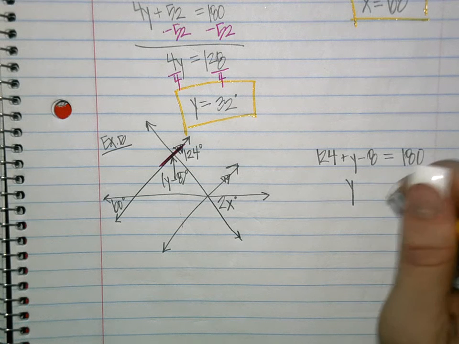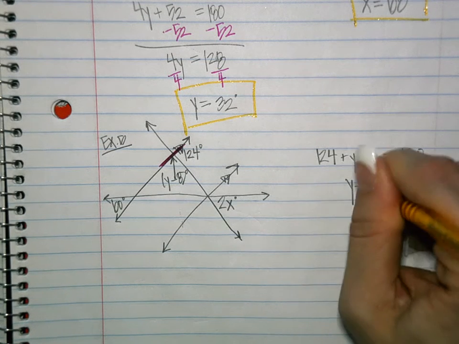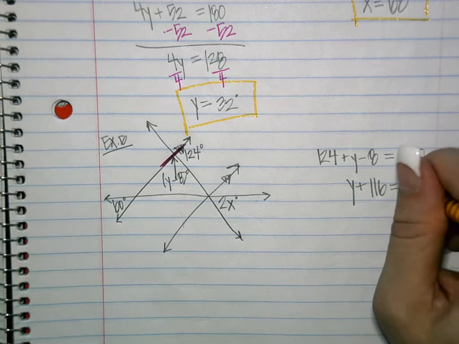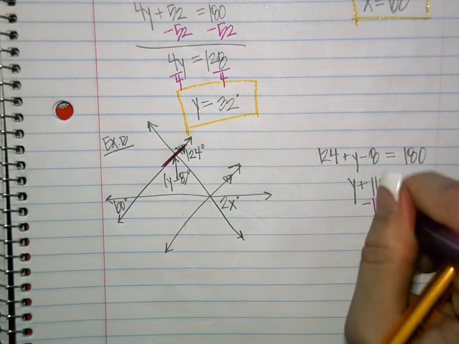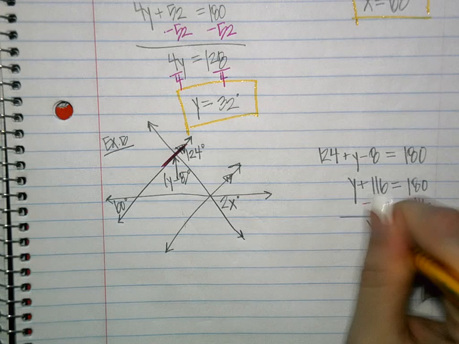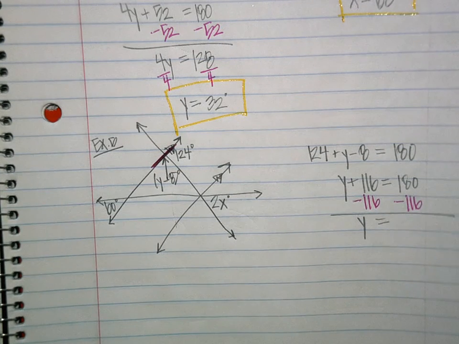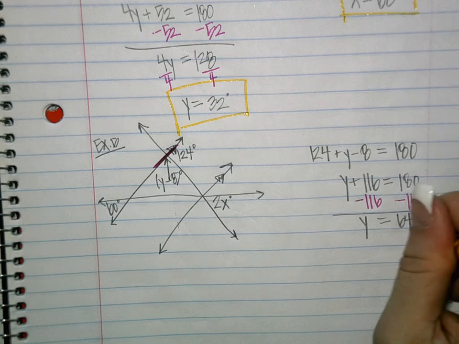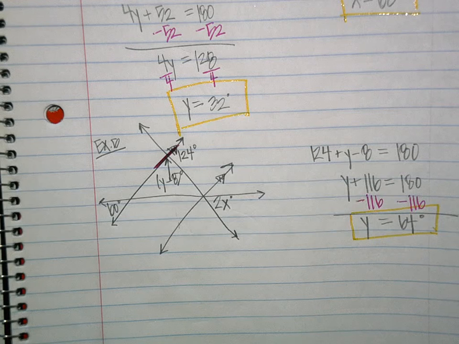So y, 124 minus 8 gives you what? 116? Okay, so y plus 116 equals 180. Then if you move the 116, we got y is equal to, what's 180 minus 116? 64. Okay, so that's your first step. So we know that y is equal to 64 degrees.